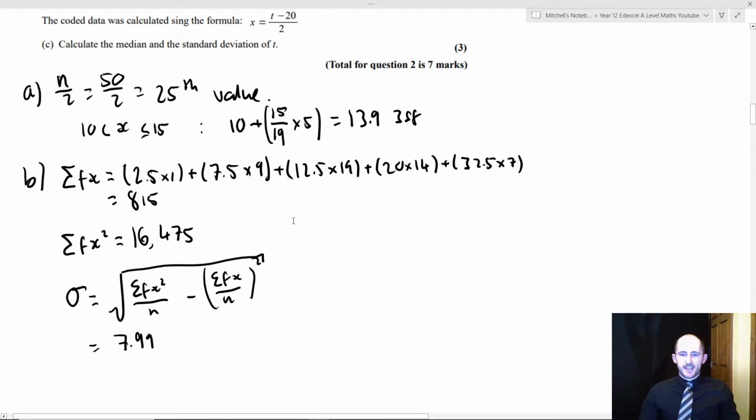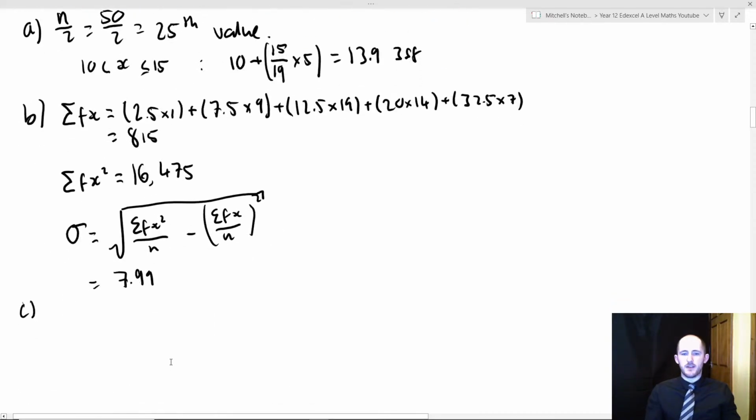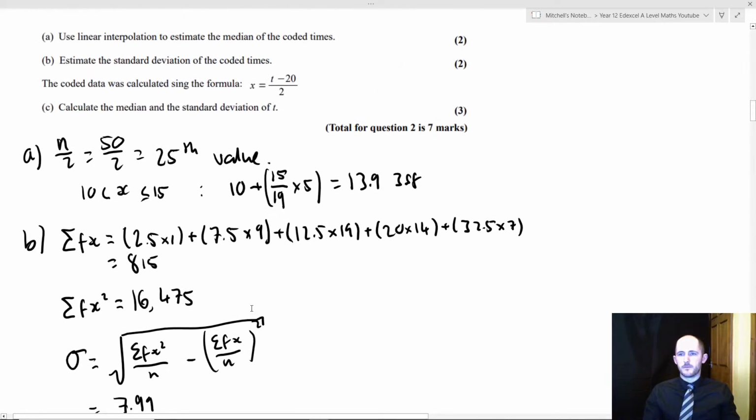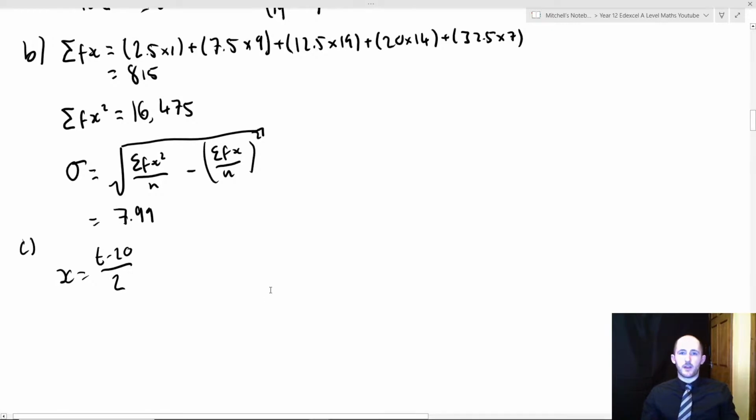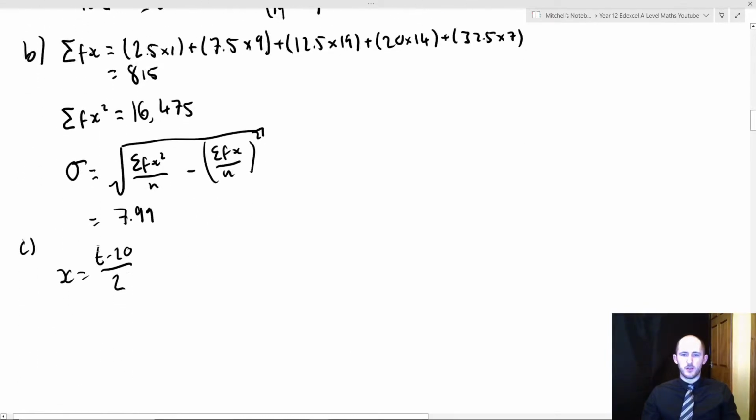Okay. So, for part C, the coded data was calculated using this formula. So what they've done is they've taken every single piece of data, every single one, and they've subtracted 20 from it and then halved it. So all of the information we just worked out was actually for the wrong thing, so to speak. So they've subtracted 20 and halved it.